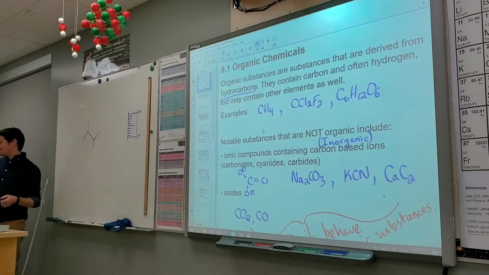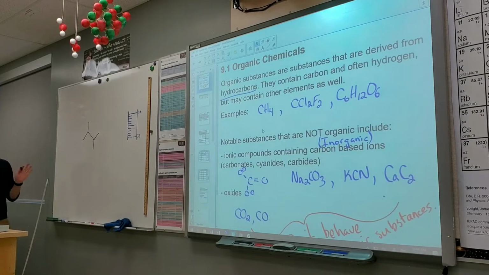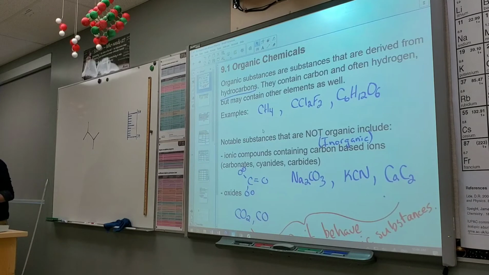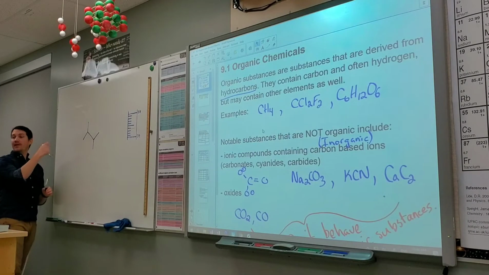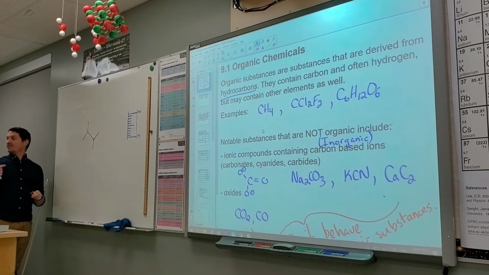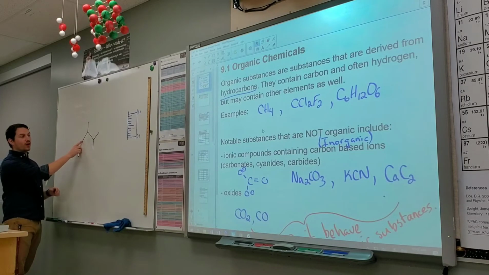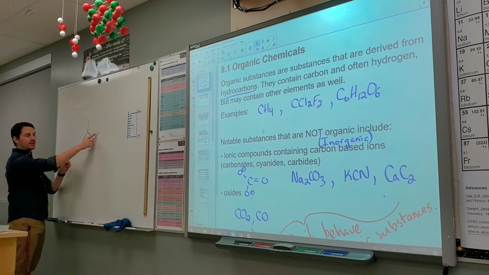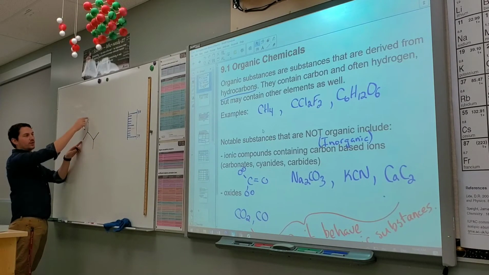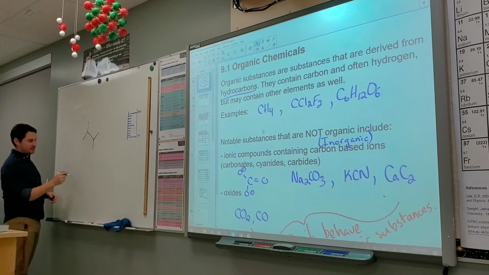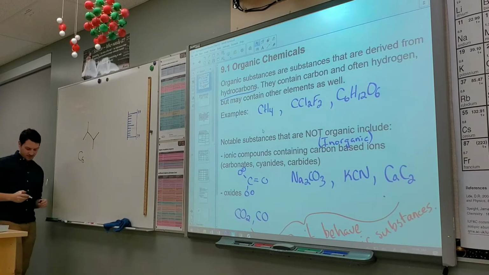Okay, let's try this. How many carbons are here? 6, right? So there's one at the beginning and end of every single bond. So I see 1 here, 1 here, 1 here, 1 here. That's 4. And then there's 1 at the end of this one and 1 at the end of this one. That's 6. So this is C6.